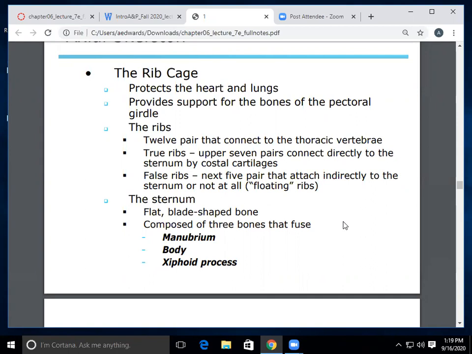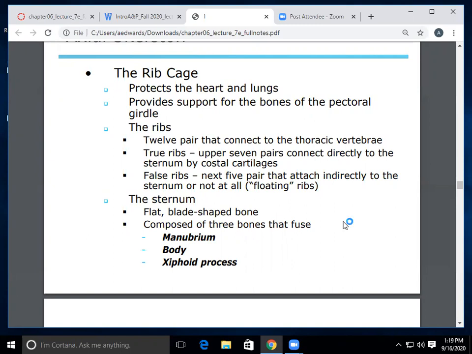All right, you have true ribs. The first 7 pairs are true ribs, so they directly connect to the sternum. It says true and false, but I would say true, floating, and false. So 8 through 10 attach indirectly to the sternum via rib number 7, so we'll call those floating. Ribs 11 and 12 don't attach at all, so we call those false.